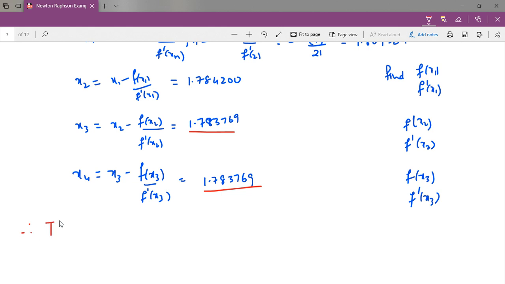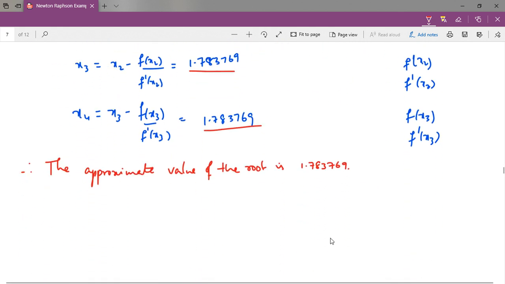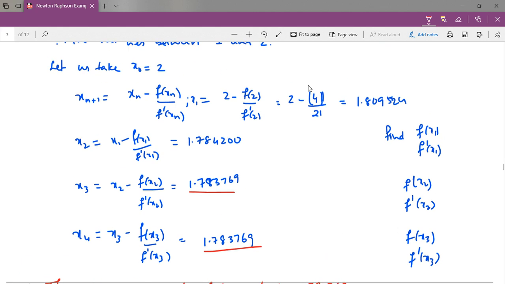So therefore the approximate value of the root is 1.783769. Correct to 5 decimal places, or 6 you can take, no problem, right? They have asked for 5 decimal places, so you got up to 6 decimal places, no problem.